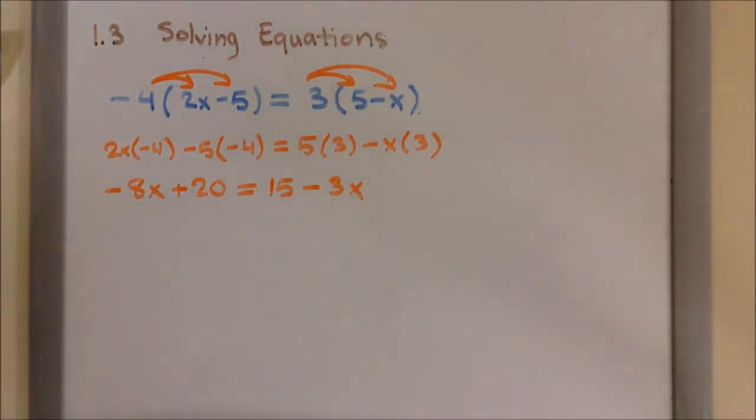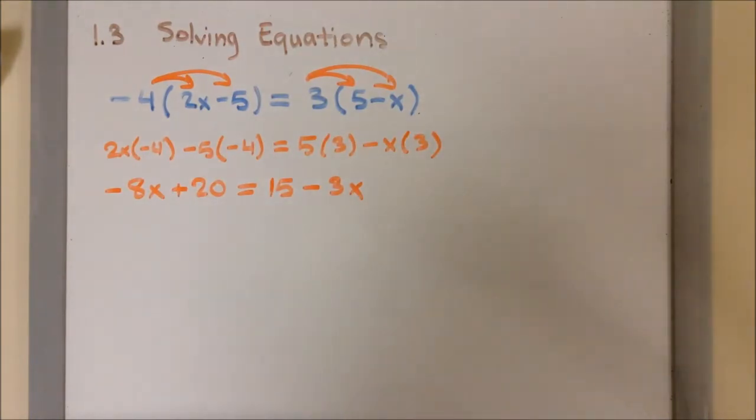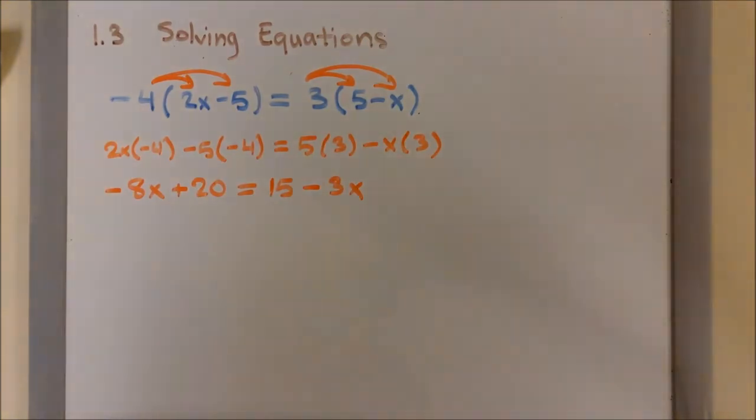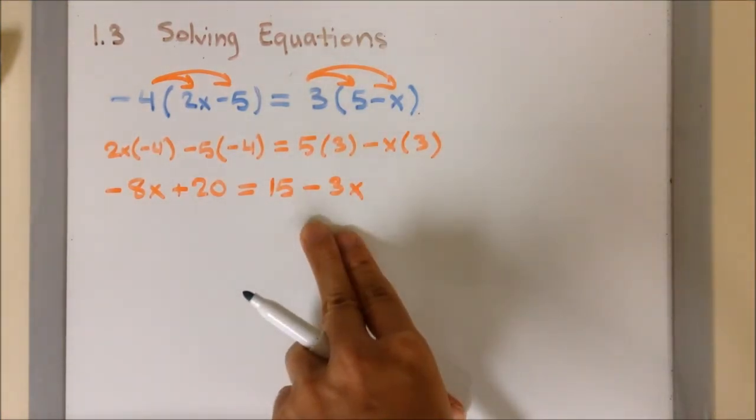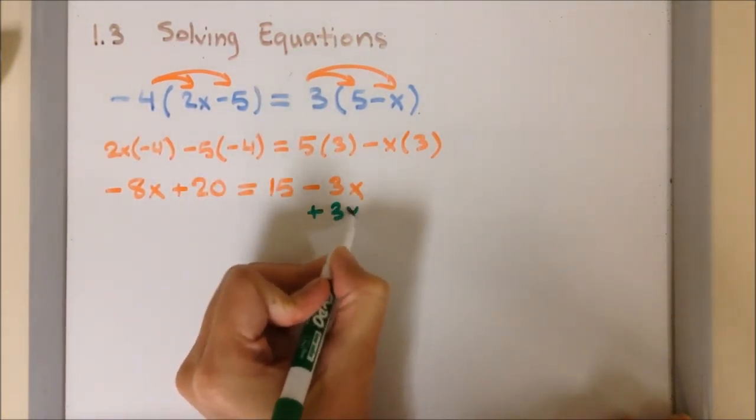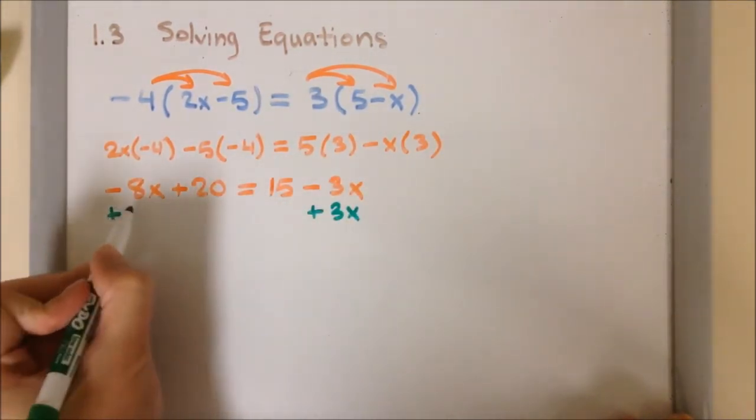Now, just like in the last example, I want to do two steps at once. I want to get variables on the left side and numbers on the right side. But you don't have to follow the exact order I'm doing. You can have variables on the right side and numbers on the left side as long as you do all the work correctly. But I choose to have my variables on the left side. So on my right side, I have the minus 3x. The opposite is plus 3x. So I add 3x on the right side, add 3x on the left side.